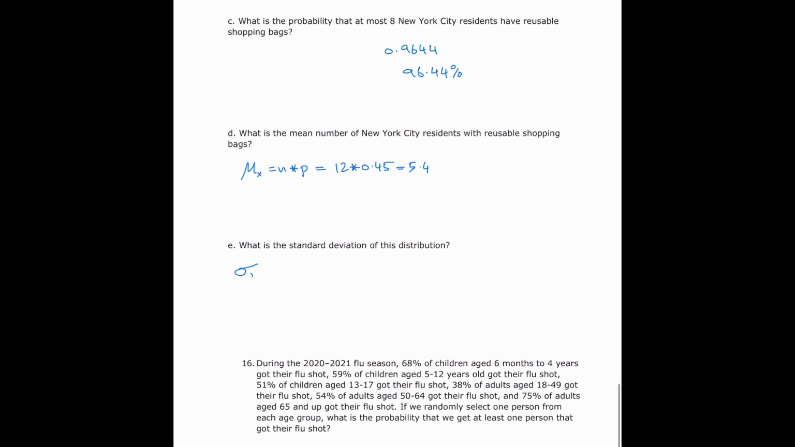What is the standard deviation? The standard deviation for the binomial distribution is the square root of N times P times 1 minus P, which is the square root of 12 times 0.45 times 1 minus 0.45. If you type it like that exactly in Excel, square root is SQRT, you're going to get an answer, or you could use a calculator, and that is going to give me 1.72 residents.